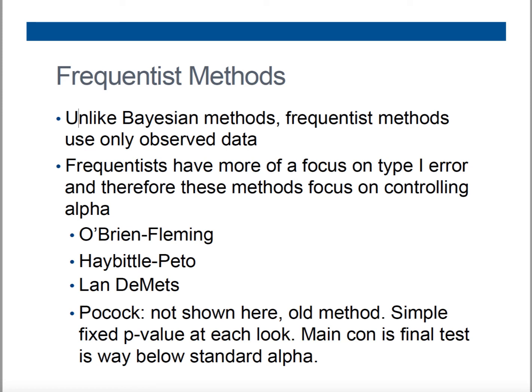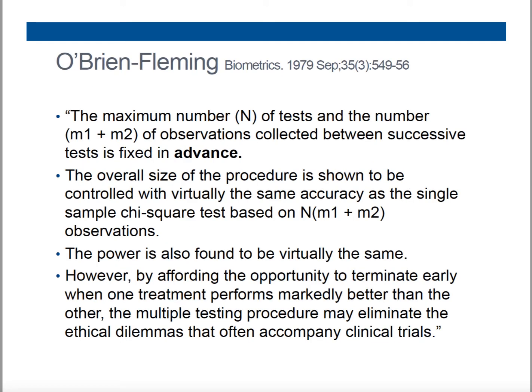The frequentist methods are much more common. They're dealing with the data that you observe. They have more focus on type 1 error, and therefore these methods focus on controlling alpha. The common ones you'll hear are O'Brien-Fleming, Haybittle-Peto, Lan-DeMets, or DeMets-Lan. Pocock is an older method. We won't talk about it here. It is a simple fixed p-value at each look. The main con on Pocock is that the final test ends up way below your standard alpha. So you're actually spending alpha and not reaching your whole alpha limit with Pocock. So we will not talk about Pocock here.